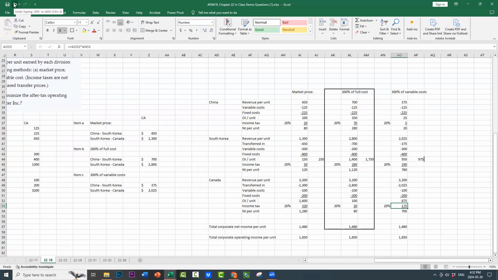All that happens is one division becomes more profitable than another division. But overall, the corporation is not better off. They are only better off when we take different tax rates into account. That's it for 22-18.